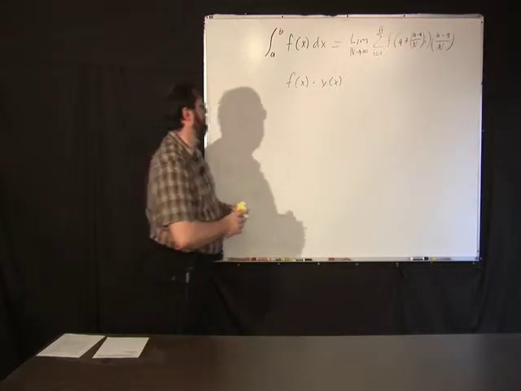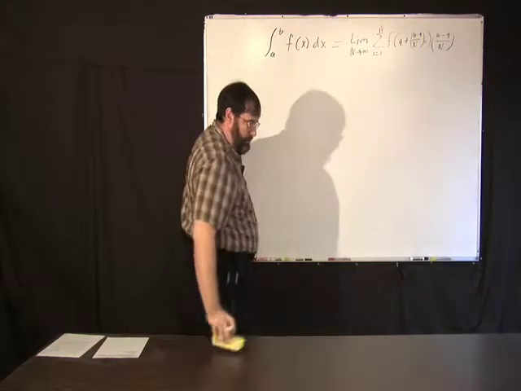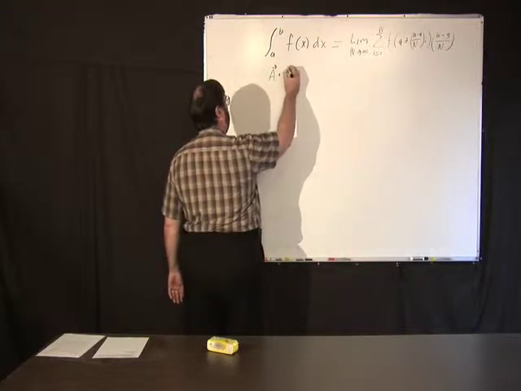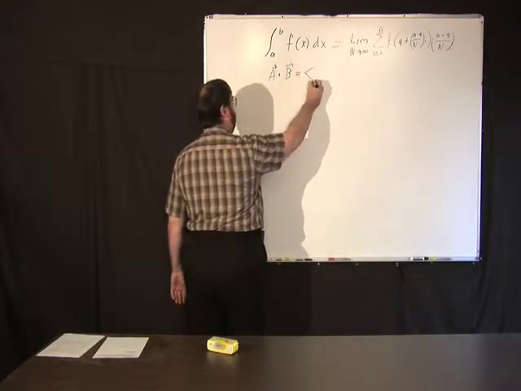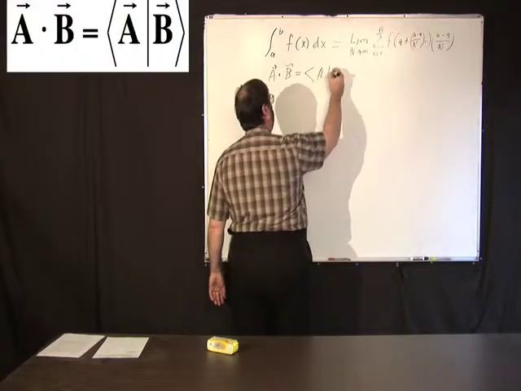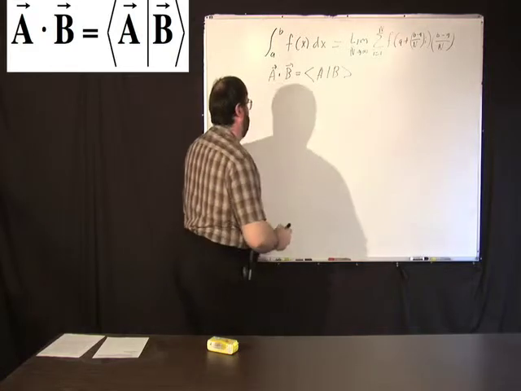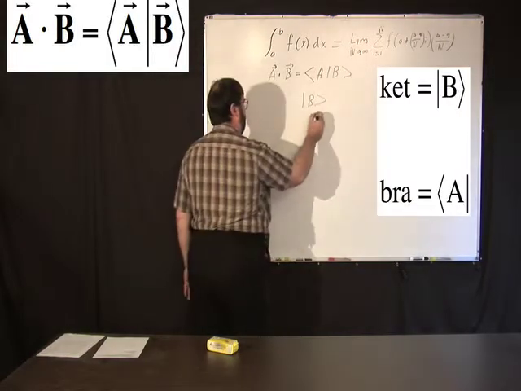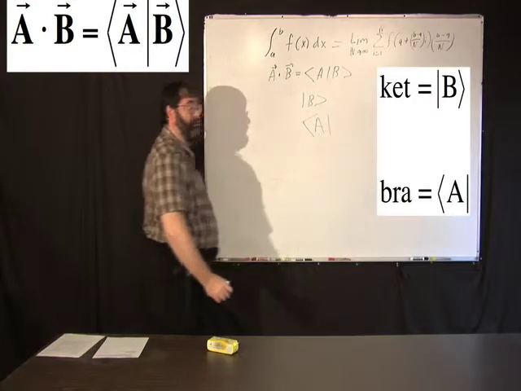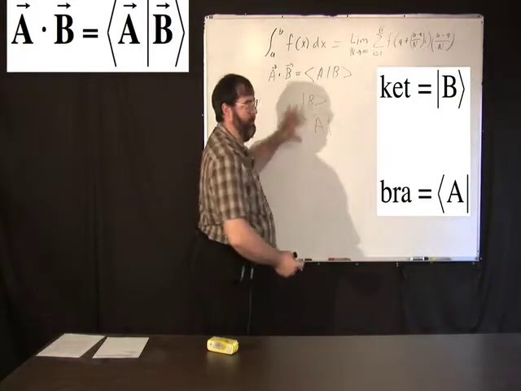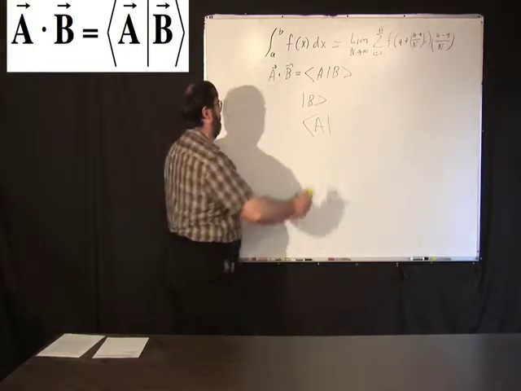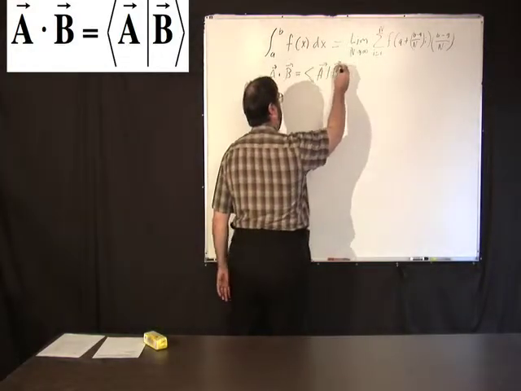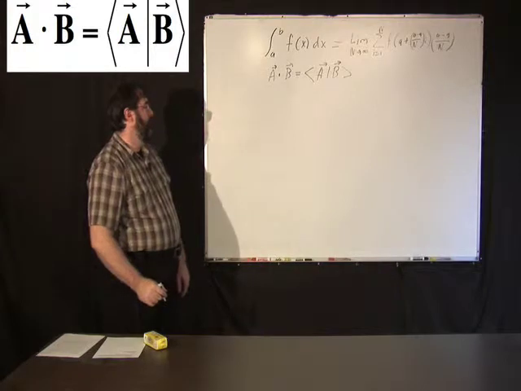So I'm going to create a slightly different notation. For vector A dot vector B, we're going to change the notation to be this way. An object like this is called a ket. An object like this is called a bra. Together they form a bracket. That's just what the notation is. So this is A dot B, or the inner product of A and B.